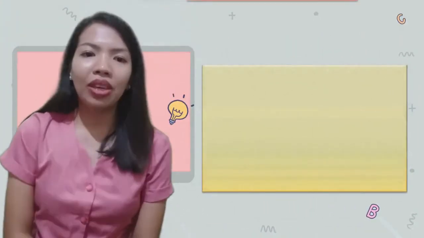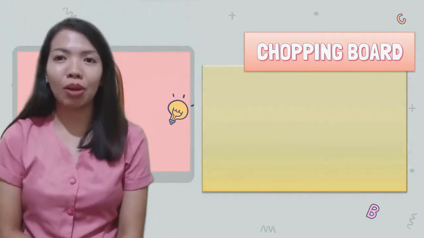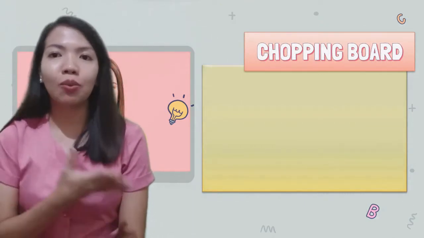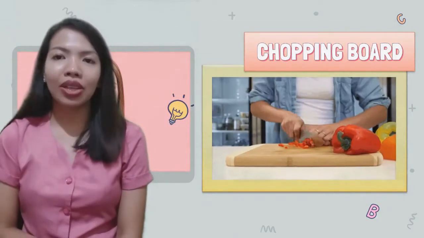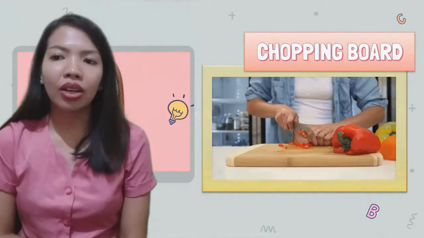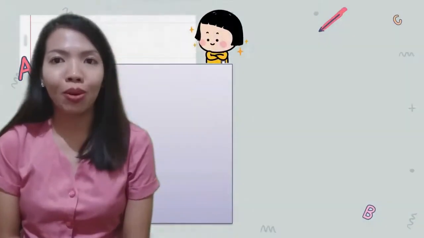Okay, next we have the chopping board. Okay, so everybody's familiar with the chopping board. It works with a kitchen knife. Okay, so to protect our kitchen from scratches, we need to use a chopping board whenever we are cutting meat, fruits, and vegetables.